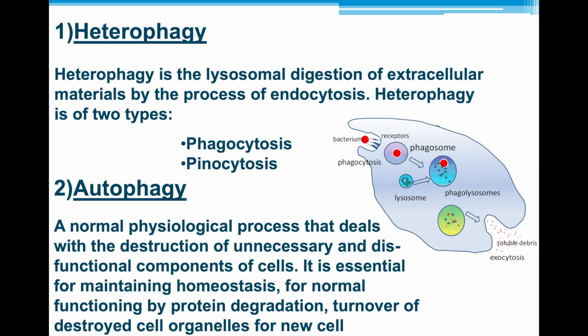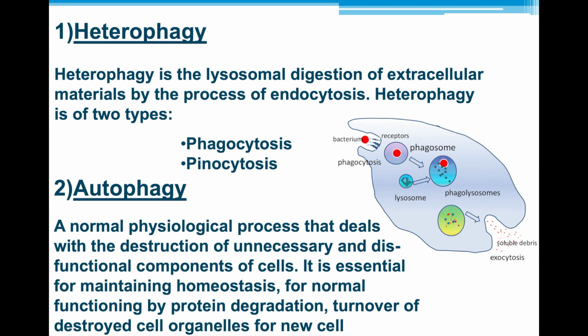The first function is heterophagy. Heterophagy is the lysosomal digestion of extracellular materials by the process of endocytosis. In endocytosis, invagination of the plasma membrane of the cell results in the creation of an endocytic vesicle that engulfs different types of extracellular materials.